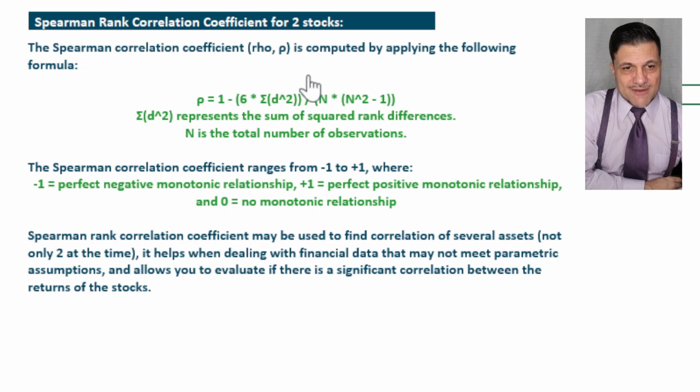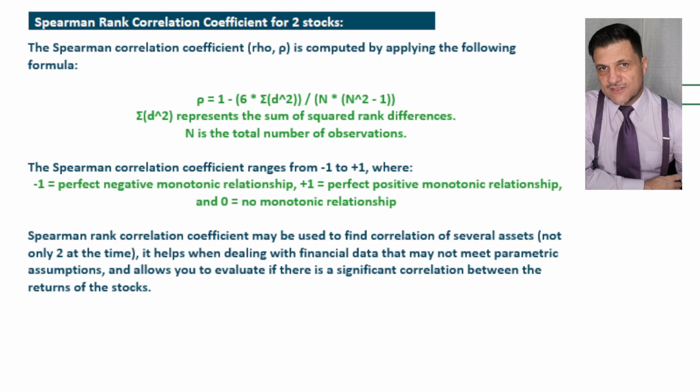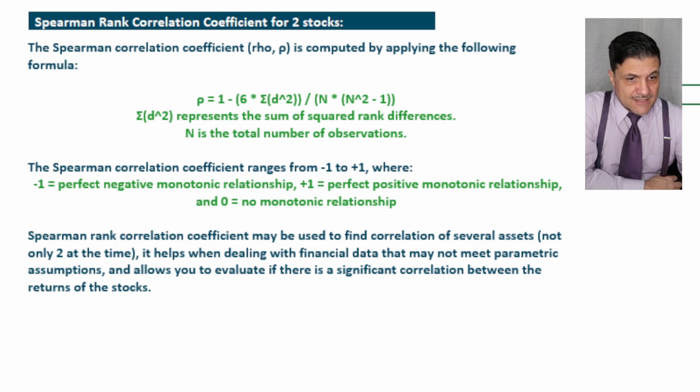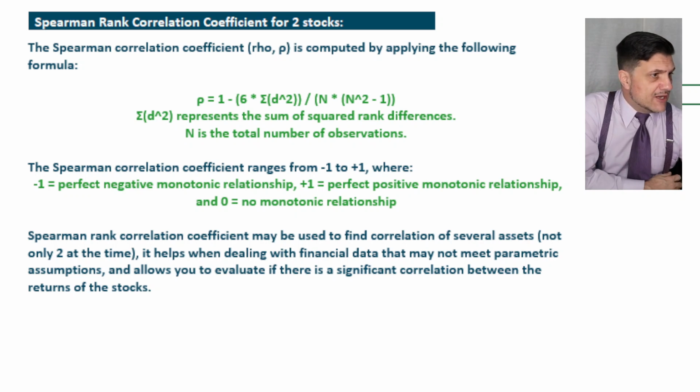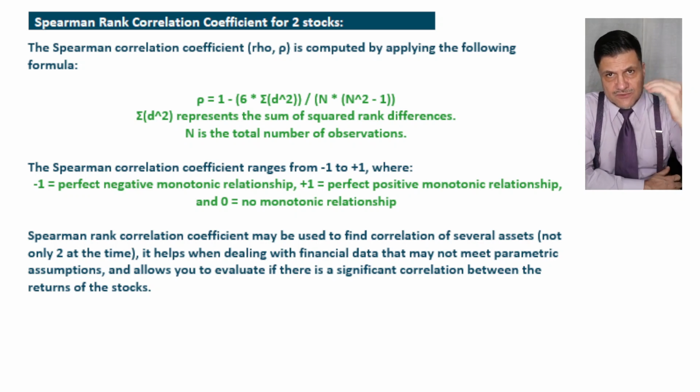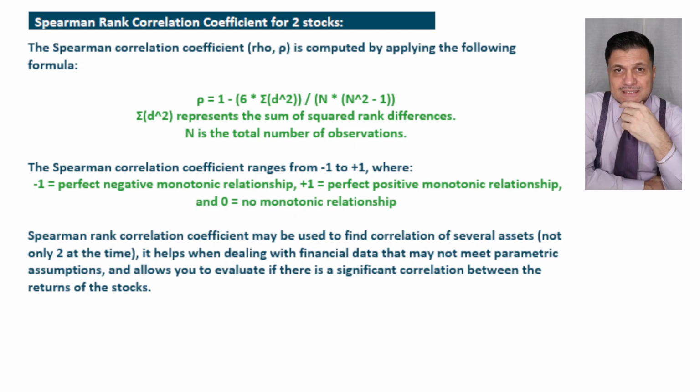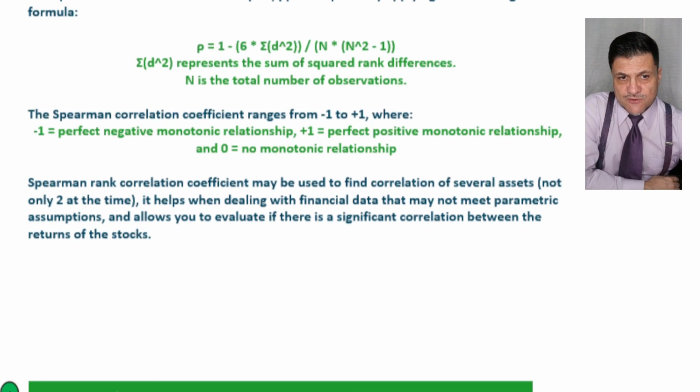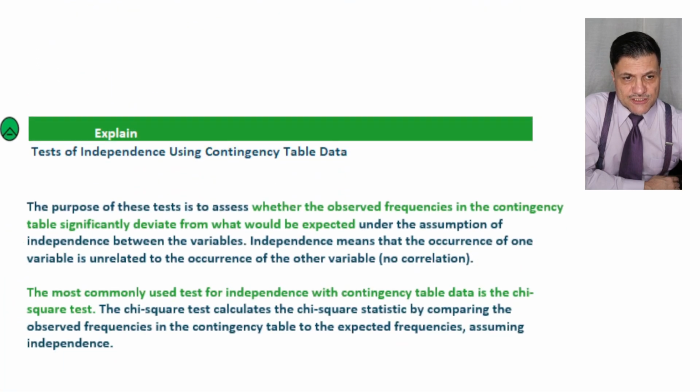So the key element is, remember that formula: 6 times the summation of the squared differences divided by n multiplied by n squared minus 1. Again, I don't know if it's going to be a question like that, where you have to do those steps in the exam. I found it impractical to ask you a question like that. I found it easier to ask questions related to the definitions.